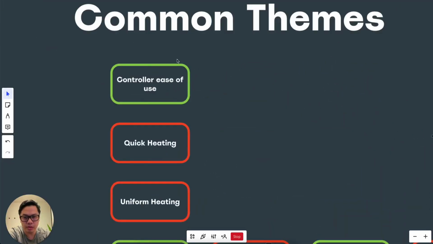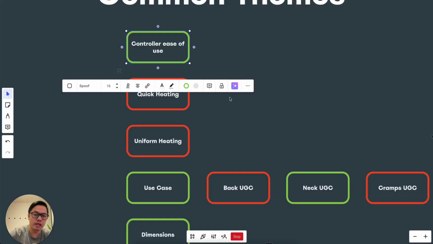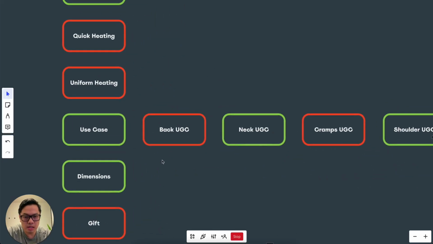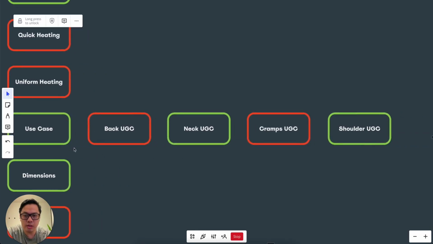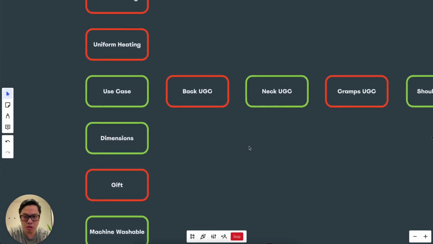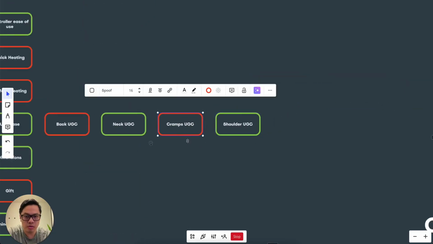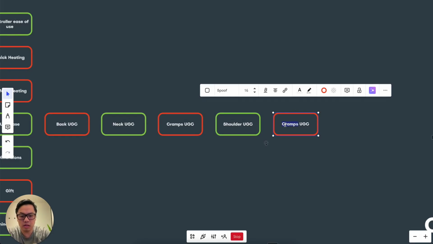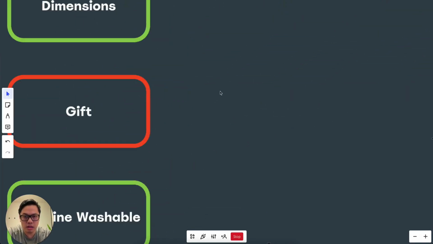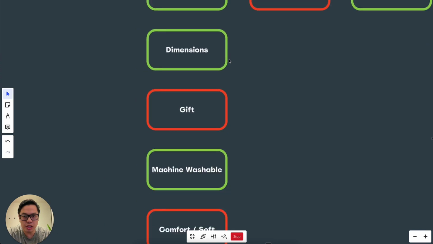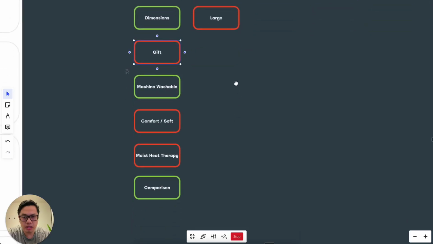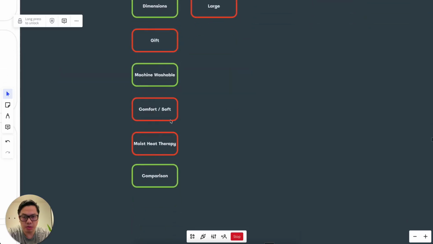Controller, ease of use. So this showed up a ton. Quick heating, uniform heating. Use cases. So for that, specifically, we saw back, neck, cramps, shoulders. I think I also saw legs too, so I'm going to throw that in there. All right, and then they talked a lot about dimensions. They also used a lot of words like large, tons of gifts, tons of machine washable.